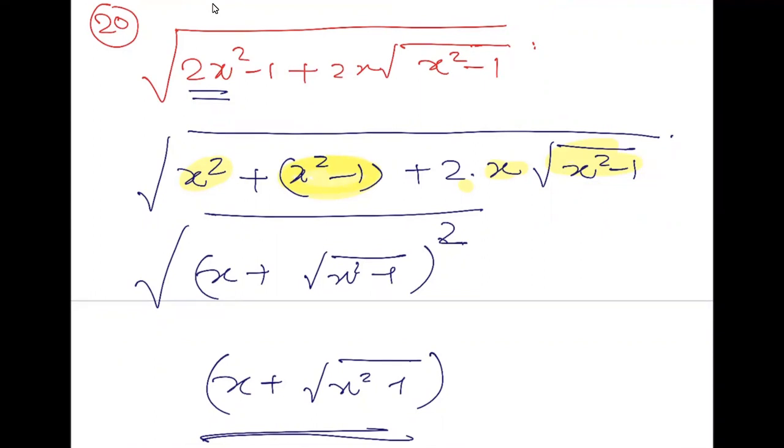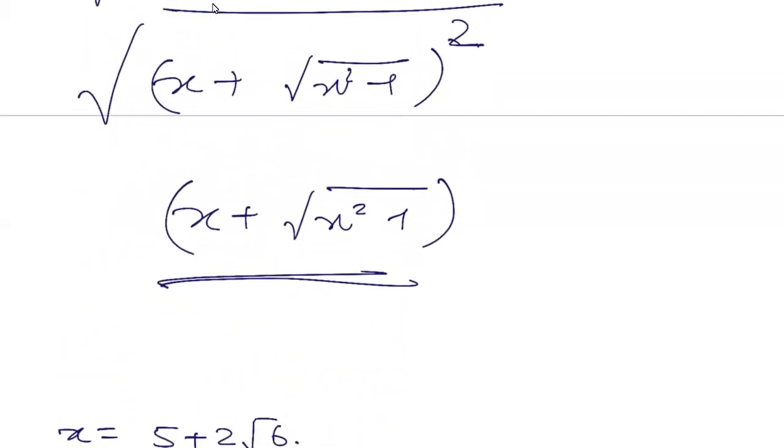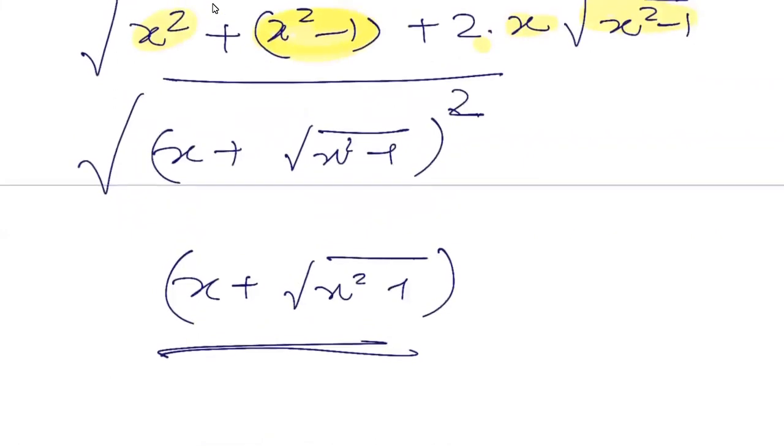Then again, we are going to question number 30. X is equal to 5 plus 2 root 6. Root of x by 2 minus 1 upon under root 2x. Whose doubt is this? Prince.